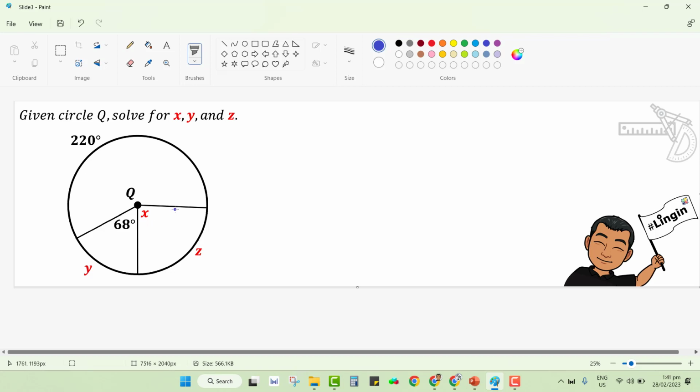Now, if we are going to solve for x first, there may be some complications since there are only two measurements given here. One of which is the adjacent central angle, which measures 68 degrees, and this major arc, ranging from this endpoint to this, which measures 220 degrees.